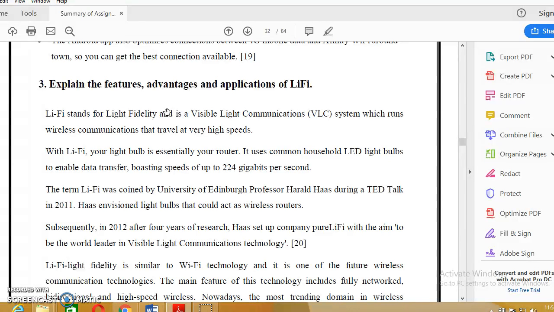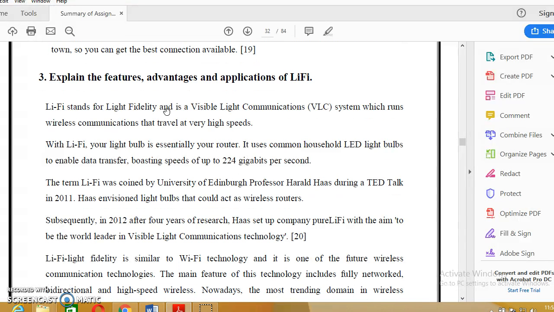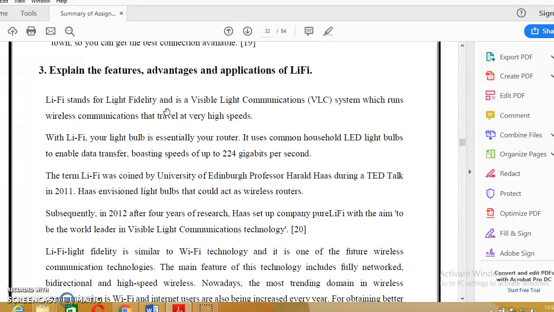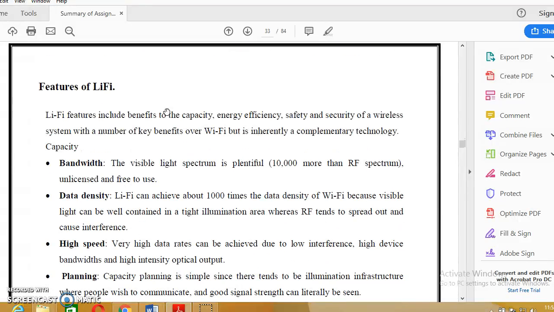Explain the features, advantages, and application of Li-Fi. Li-Fi stands for light fidelity and is a visible light communication system which enhances wireless communication that travels at very high speeds. With Li-Fi, your light bulb is essentially your router. It uses common household LED light bulbs to enable data transfer, boosting speed up to 2 to 4 gigabits per second. Features of Li-Fi.